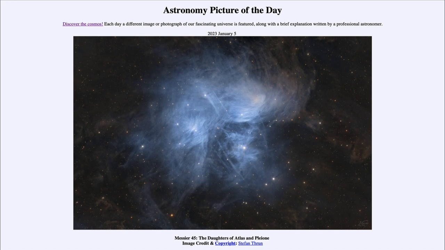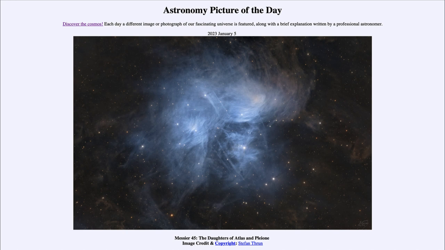So what we see is the Pleiades star cluster is just a temporary thing from these stars, which once formed all together, are currently moving through space together, and will eventually spread out and no longer be visible as the cluster that we know today. So that was our picture of the day for January 5th of 2023.